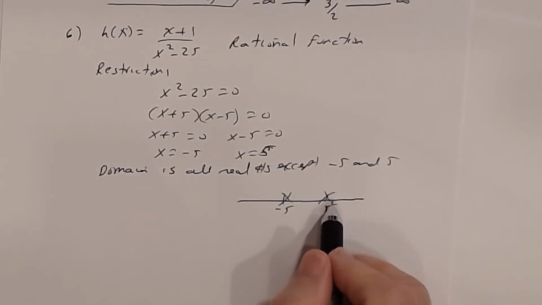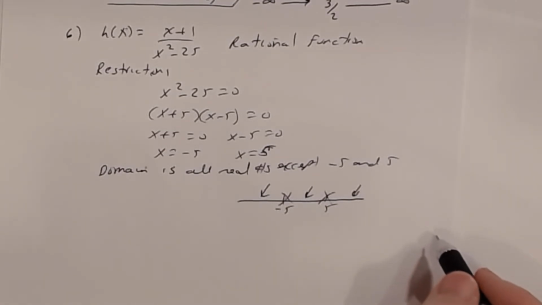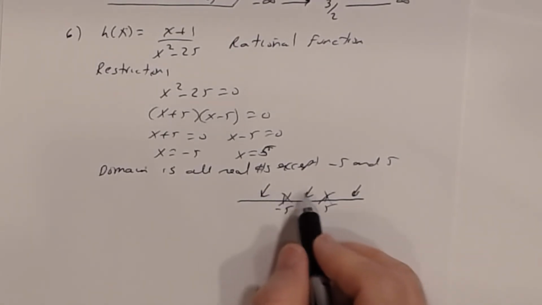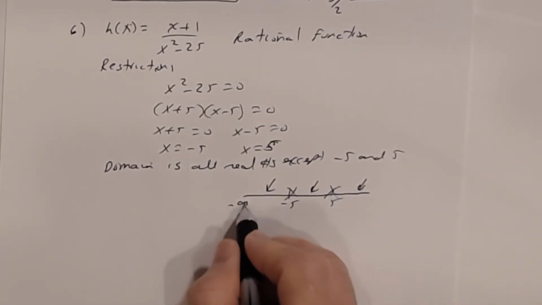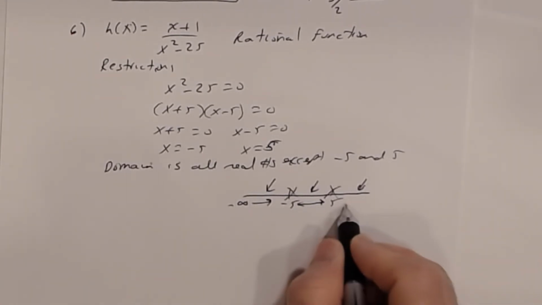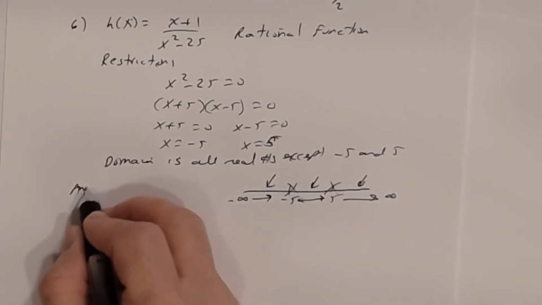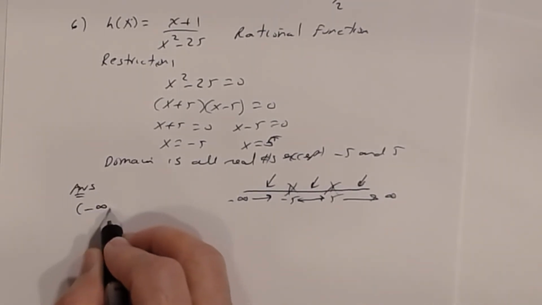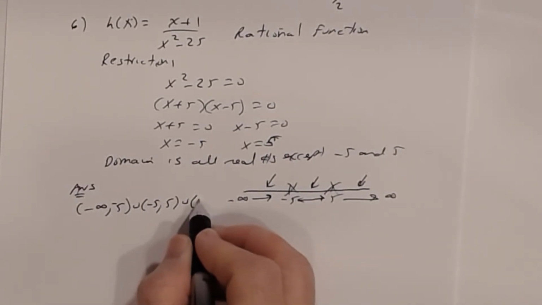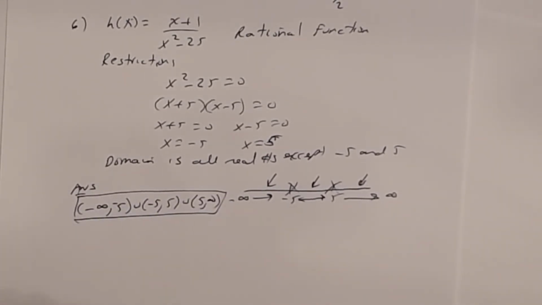But notice this time that you have three intervals. Those two restrictions divide the number line into three intervals. So you go from negative infinity to negative 5, negative 5 to positive 5, and then positive 5 to infinity. And so your answer, you're going to say negative infinity to negative 5, union negative 5 to positive 5, union positive 5 to infinity. And that's all it is. Okay, that's all you do.